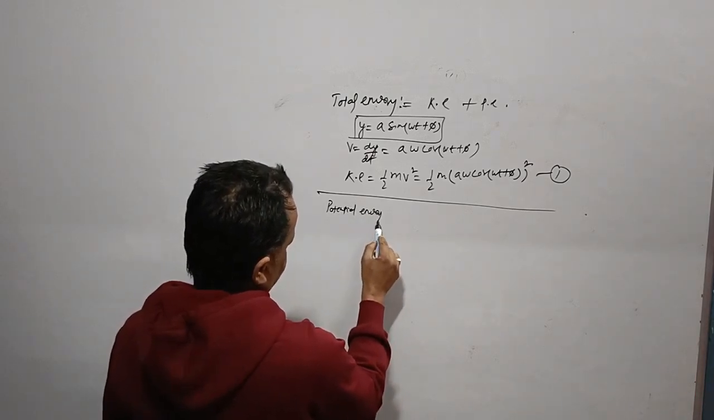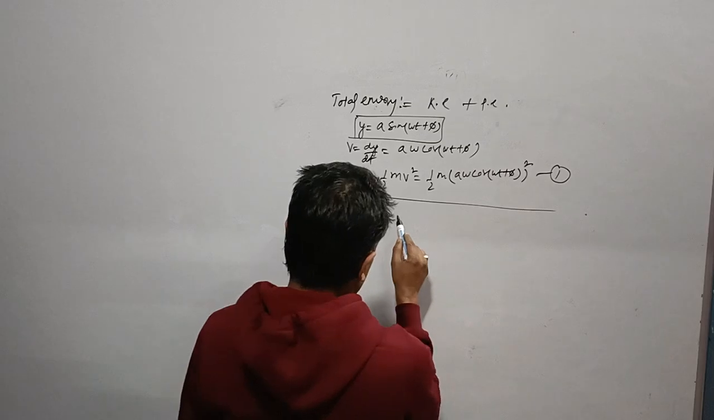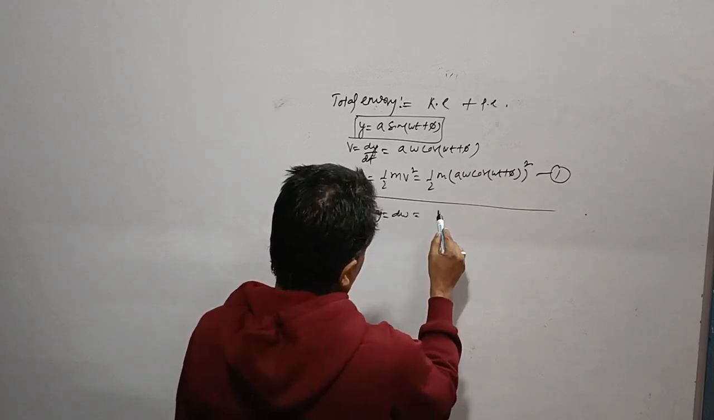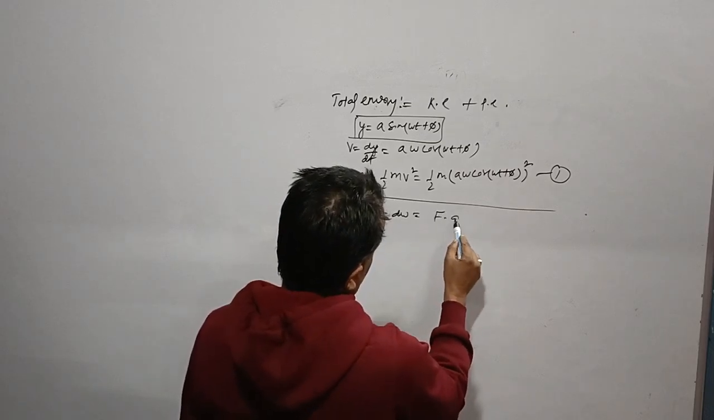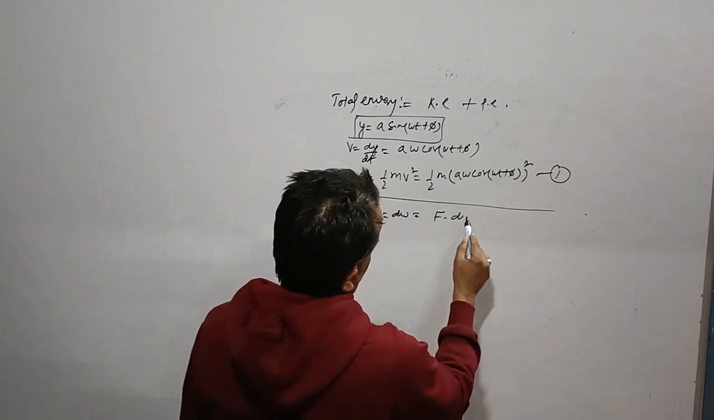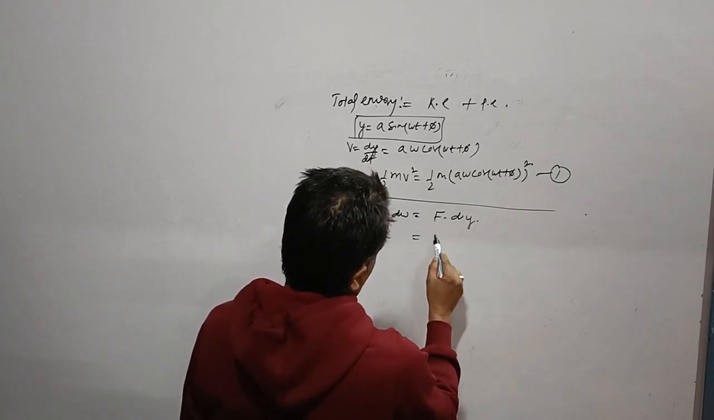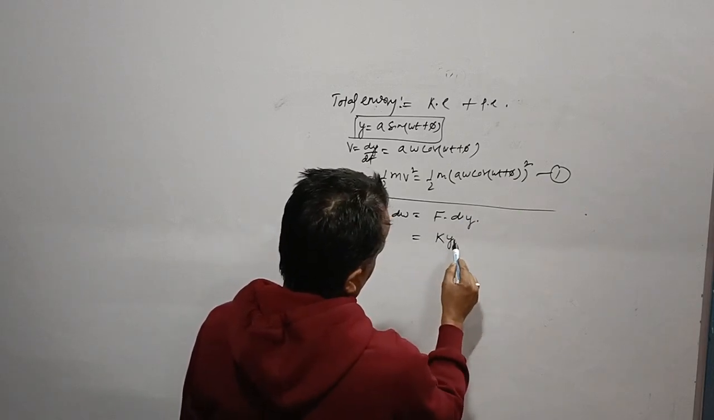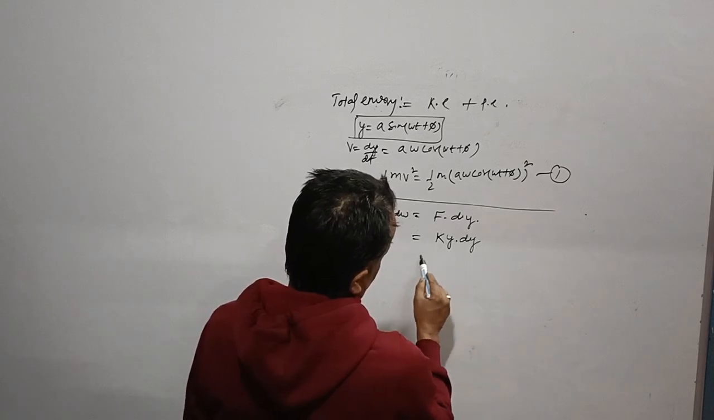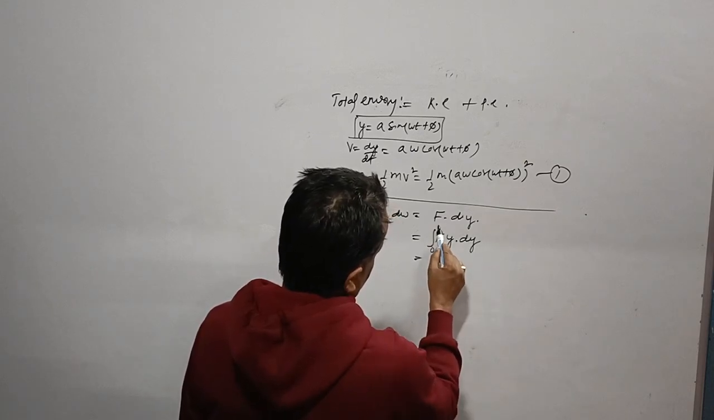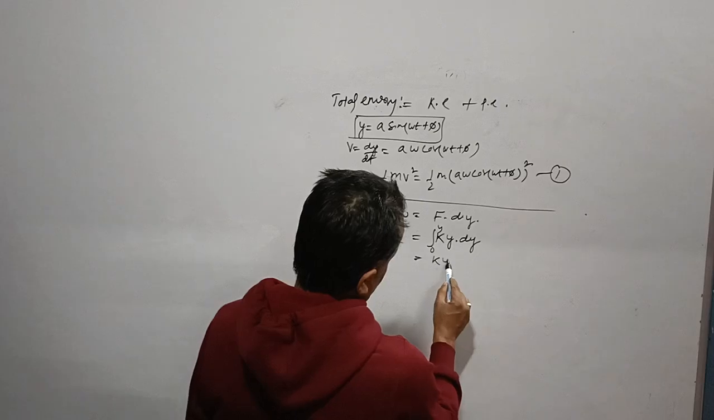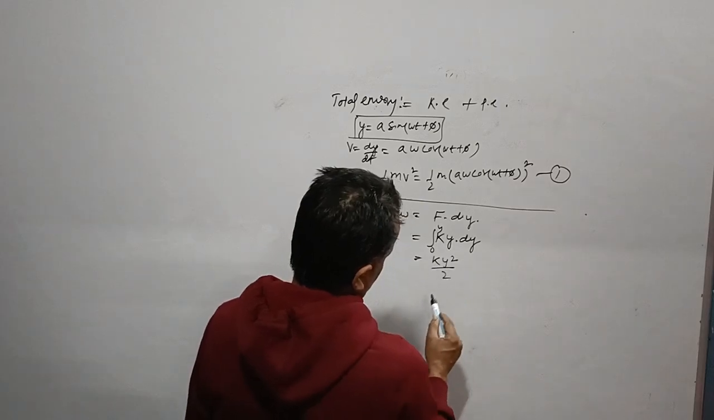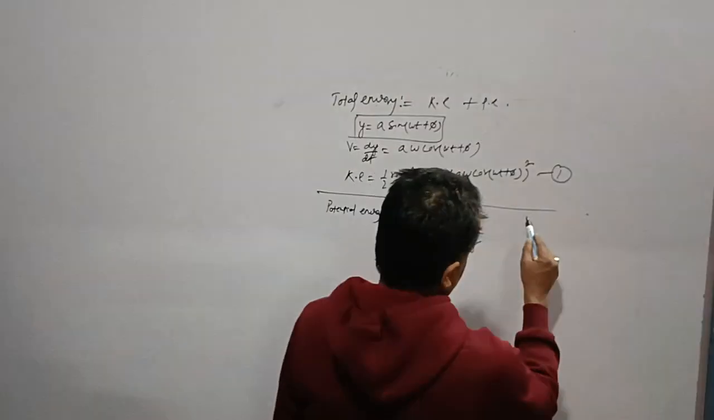Potential energy is basically what? It is equal to the work done. Work is what? It is equal to force into displacement. What do we have? Force is equivalent to ky. This is delta y, and when we integrate it from 0 to y, it comes out to be ky square upon 2.